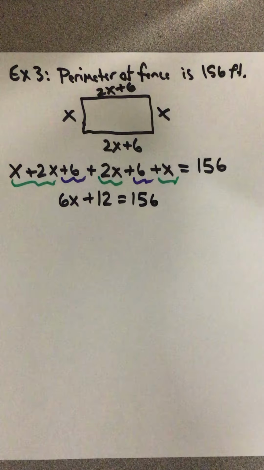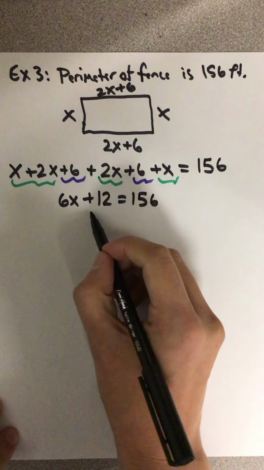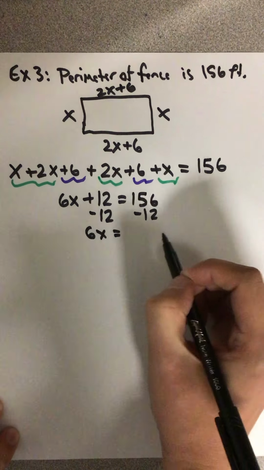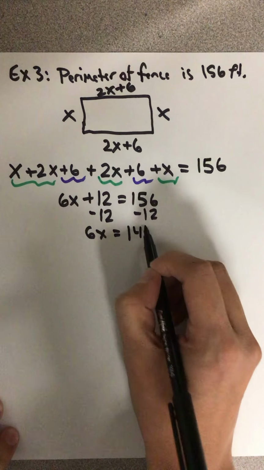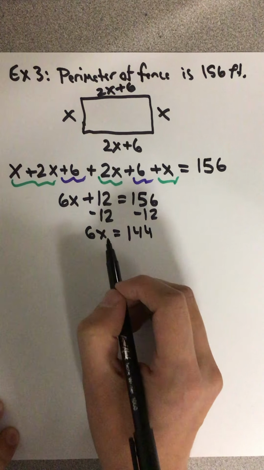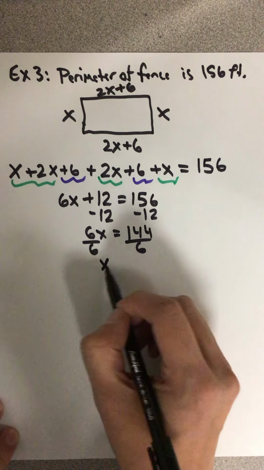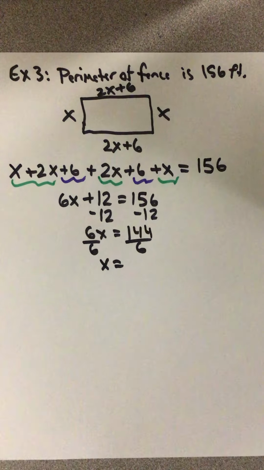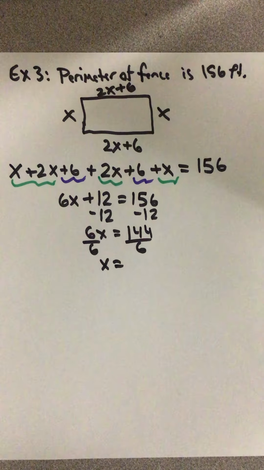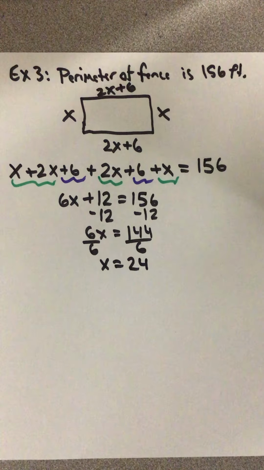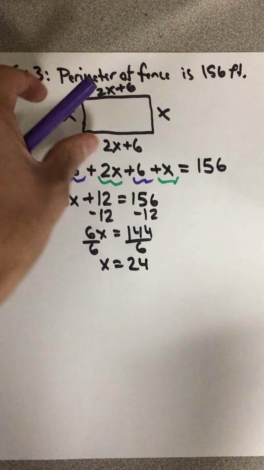From here, it's just a 2-step problem. We add 12, so we need to subtract it. This gives us 6x equals 144. And then we need to divide both sides by 6. And that tells us our x is equal to 24.